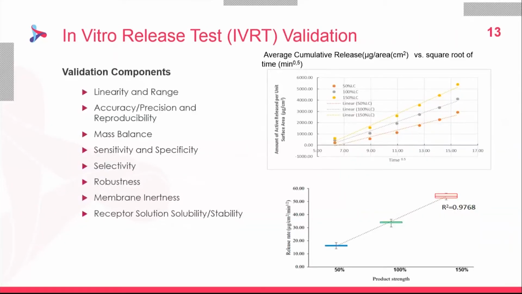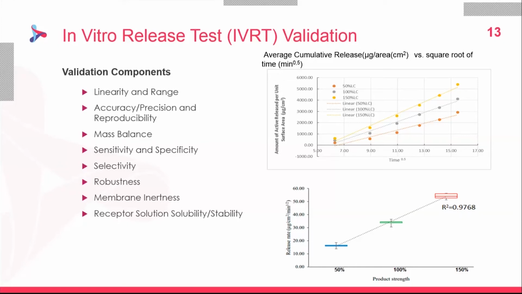Out of it, the major consideration for developing an IVRT method is the discriminative power. Manufacturing methods and processes may change formulation attributes and affect the rate of drug release and drug bioavailability. The IVRT method should be capable of discriminating the effect of process variability in the production of the test formulation, as well as distinguishing variability of compositions that may impact in vivo performance. So during validation, the method routinely challenges sensitivity, specificity, and selectivity.